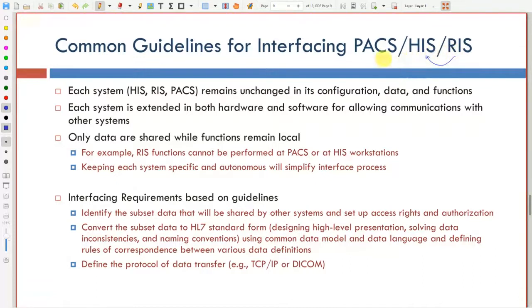And both of them have to interface to PACS, and because PACS is very specialized software, it's a little bit different from HIS. You have to worry about whether these two systems will be compatible or not. So in this part, we're going to talk about some best practices of how to do that, okay? So let me give you an example first.